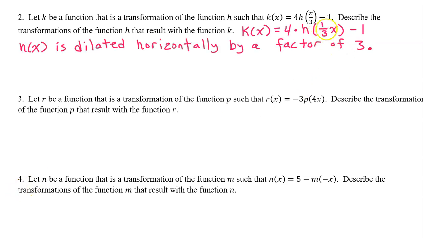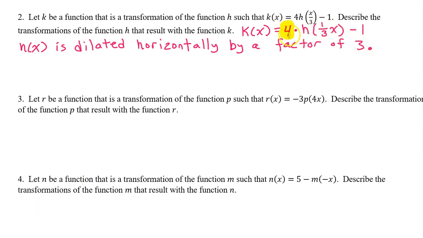Let's go ahead and talk about that 1/3. Multiplying by something is going to be a dilation. Any change happening on the inside of a function is a horizontal transformation. So h of x is dilated horizontally. Now, these changes on the inside of the function always occur in the opposite way from the way they look. So it will be a horizontal dilation by a factor of 3 instead of 1/3. Think reciprocal.